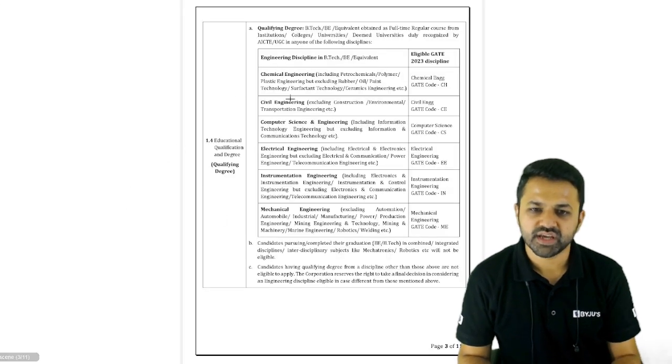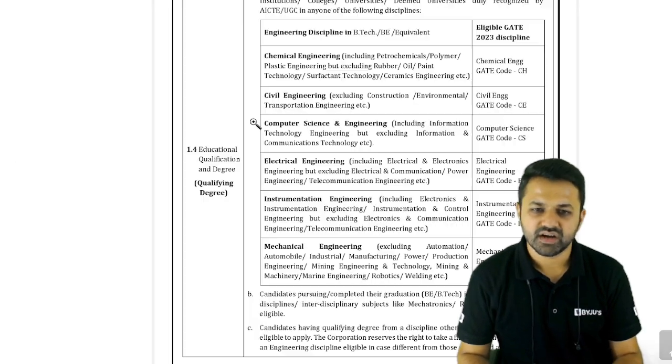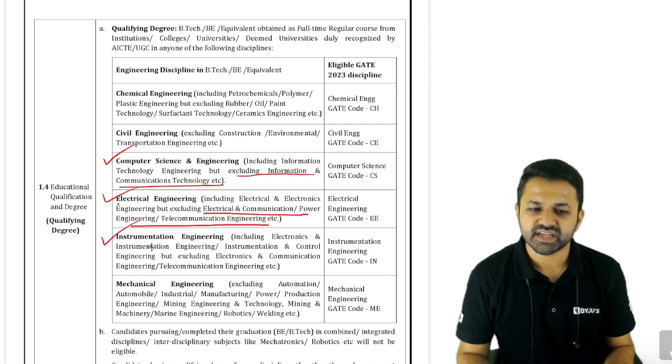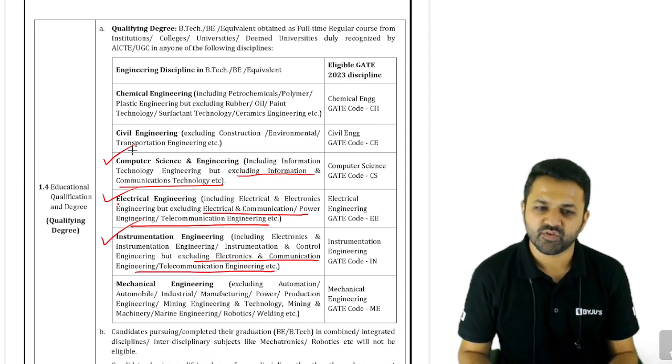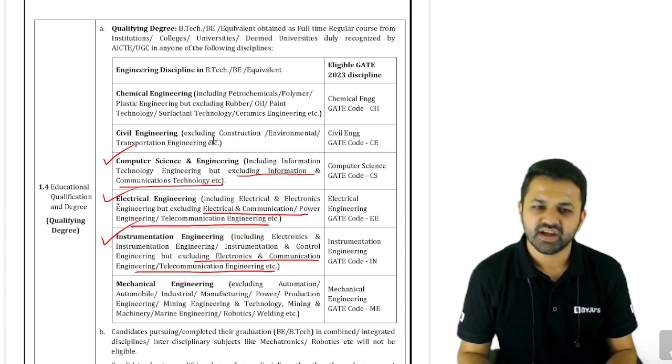And if you go here, and the paper code is given, the electronics students are not eligible here. First of all, I will tell this thing, because most of the electronics students are also watching this video. So computer science, excluding information and communication technology; electrical engineering, excluding electrical and communication, and power engineering and telecommunication engineering; instrumentation engineering, excluding electronics and communication and telecommunication engineering. Okay, so for civil also there is exclusion of construction and environmental, and for chemical and mechanical also there are some exclusions, right?